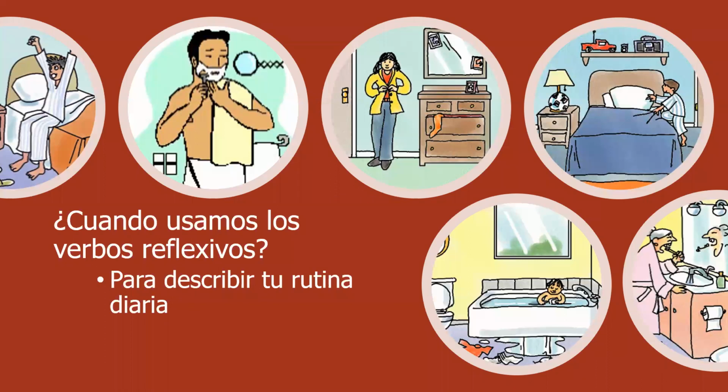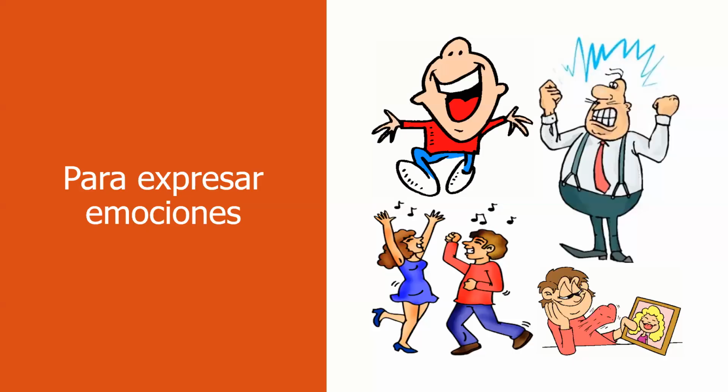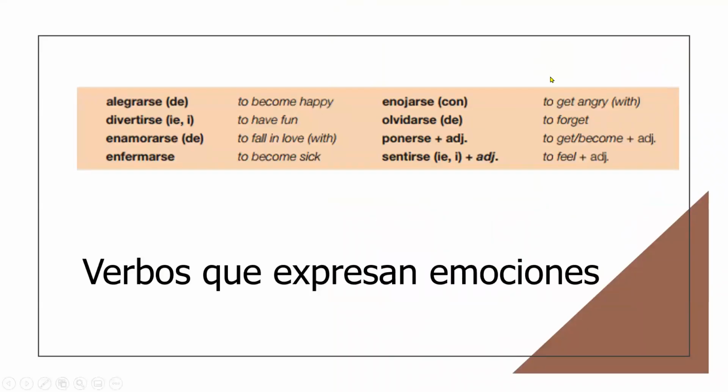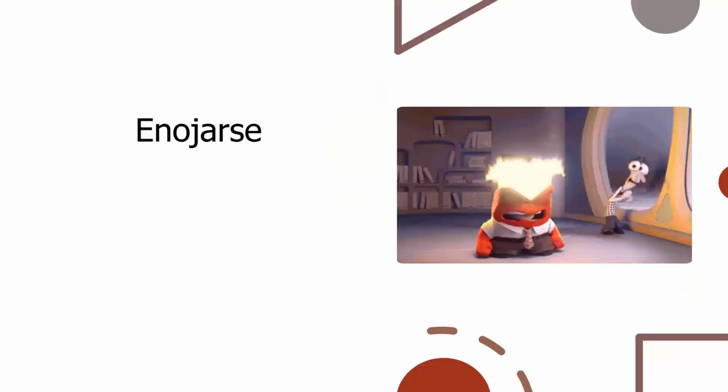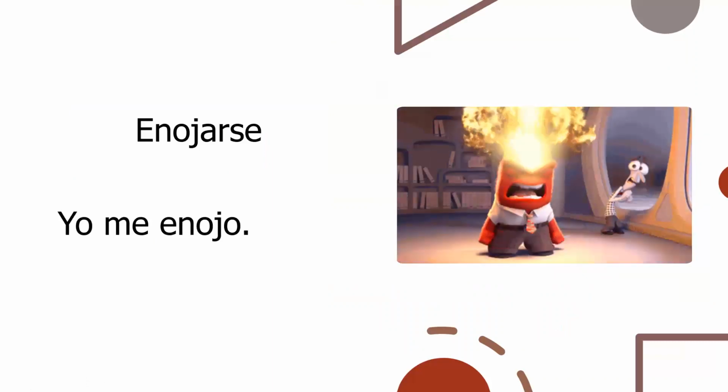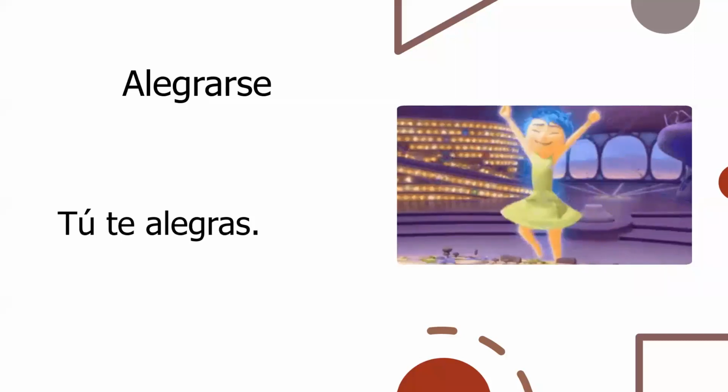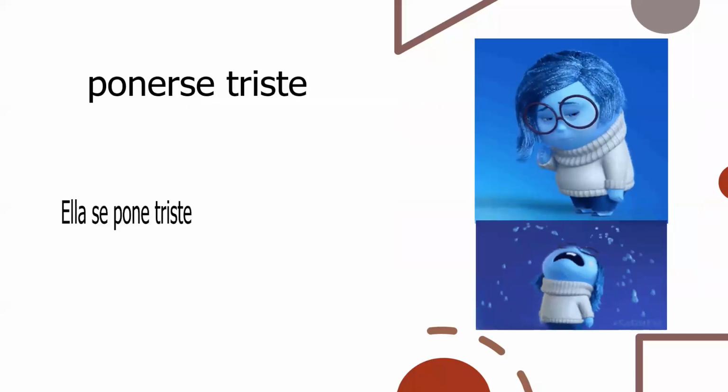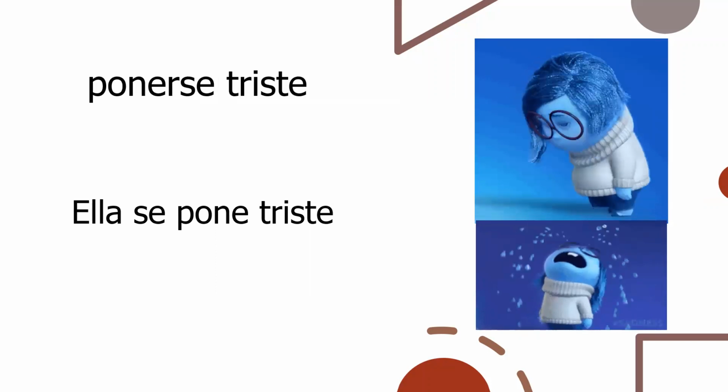When do we use a reflexive verb? Cuando usamos los verbos reflexivos. Well, we use them to describe our daily routine, nuestra rutina diaria, and to express emotions, para expresar emociones. And these are some of the verbs that express emotions. Alegrarse, divertirse, enamorarse, enojarse, and so on. Enojarse. Yo me enojo. Okay. Alegrarse. Tú te alegras. Ponerse triste. Ella se pone triste.